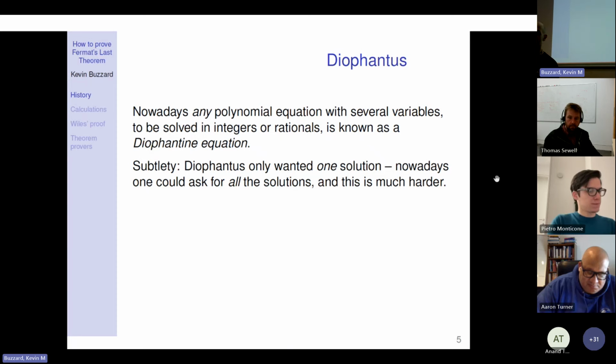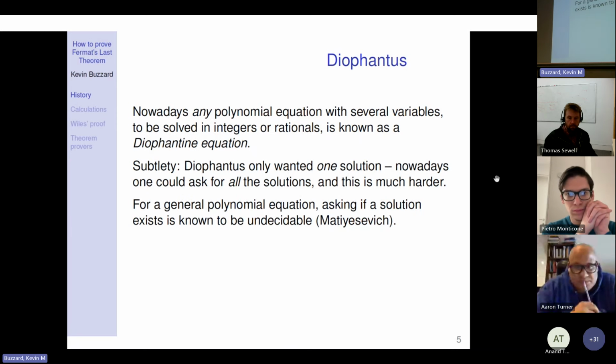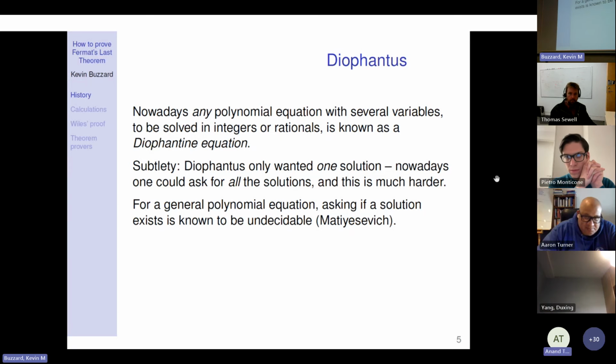As I mentioned, Diophantus only wanted one solution, but nowadays you can ask for all the solutions, and that's a much harder problem. In fact, suspicions were raised after Gödel, but it was realized only around the 1970s that there's no algorithm which will solve all Diophantine equations. And that's great, because a corollary is that if you're a number theorist you've got real job security, because no one's going to come along and come up with some algorithm that answers all the questions we're interested in. So this is an undecidable problem.